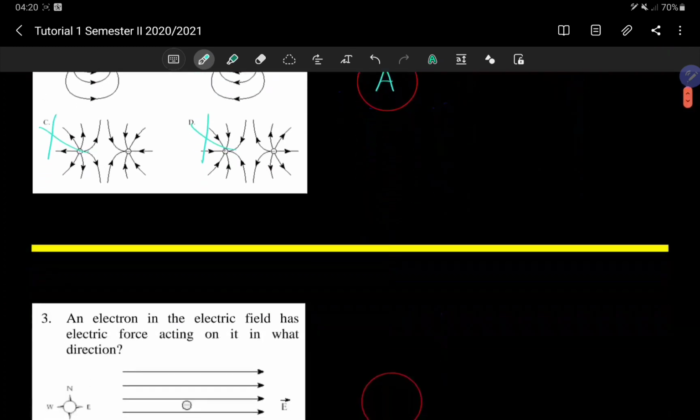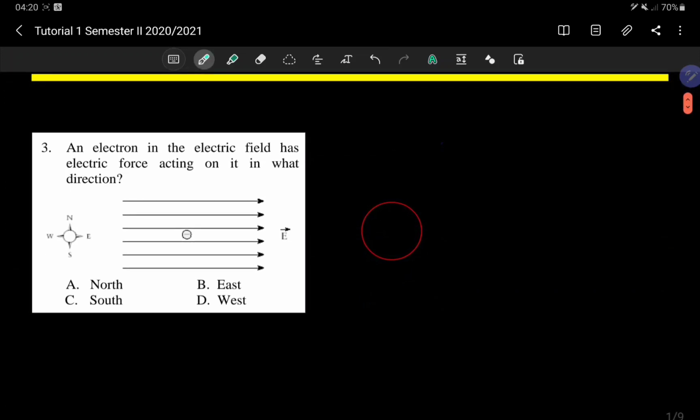Next, number 3. An electron in the electric field has electric force acting on it in what direction? Okay, so there is an area with the electric field strength E. So these 6 lines now representing the electric field, which is directed to the right. And then there, we just put a negative charge into that area. Okay, so the force exerted on that particle or charge now just directed to the north, to the south, to the east, or to the west.